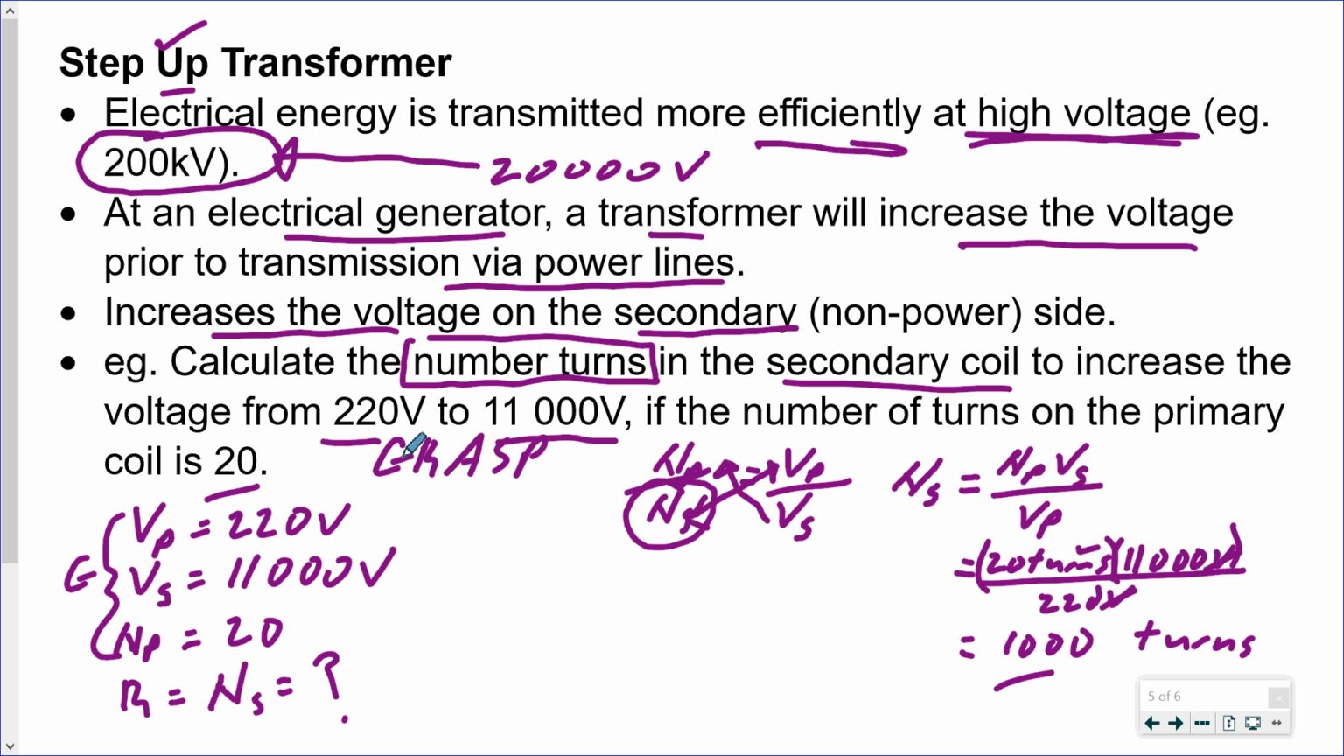So in terms of the GRASP, again, we had the given, required information. Analysis is the equation, and then solving it is plugging in the numbers and coming up with the answer that we have right here. A step-up transformer bumps up the voltage, with more turns on the secondary side than what you find on the primary side.